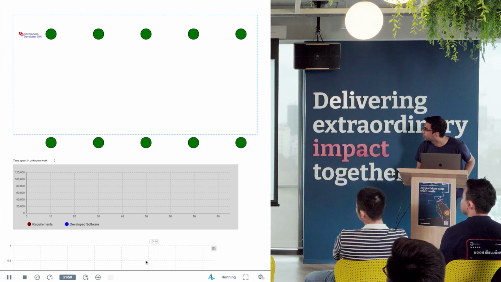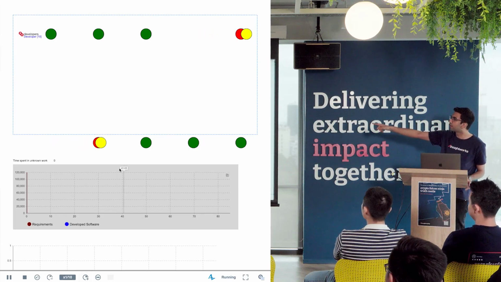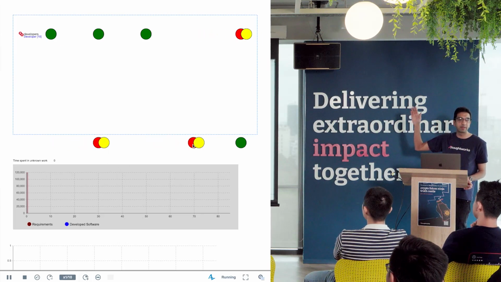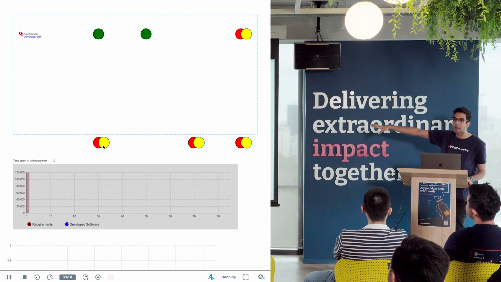Okay, speed it up. So in this strategy, whenever a developer experiences a problem or they turn red, they say to their team, hey, is anybody free? Can you help me out? If somebody is free, which is there in the green state, they'll walk over to that developer and they will pair or mob on this problem.